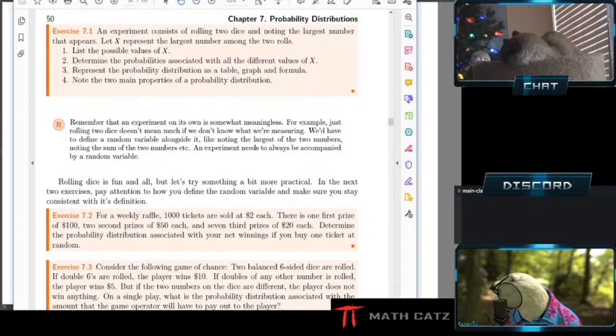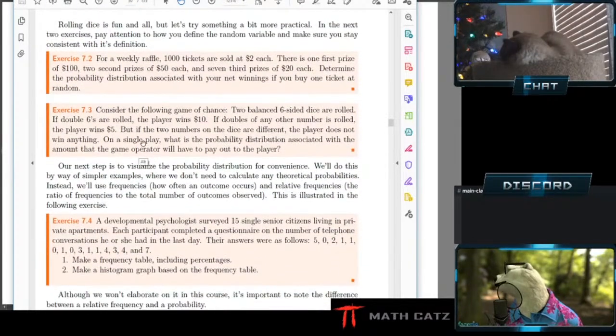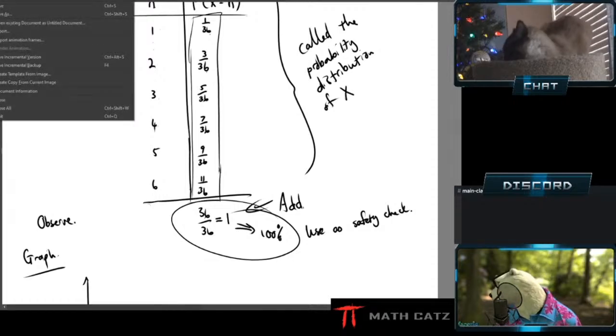Okay, so that introduces almost all the concepts surrounding probability distributions. I'm going to introduce the last one when we do the exercise 7.2. And we're only going to do these two. And if we don't get to them all, we'll just continue tomorrow. Tomorrow's a little empty as it is.